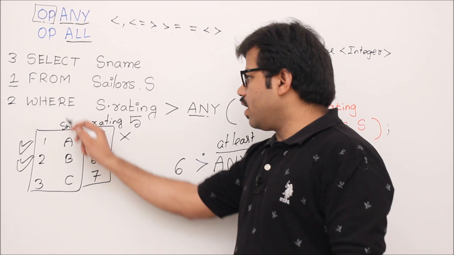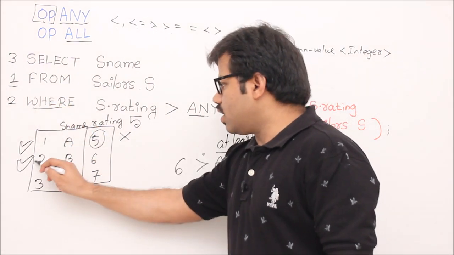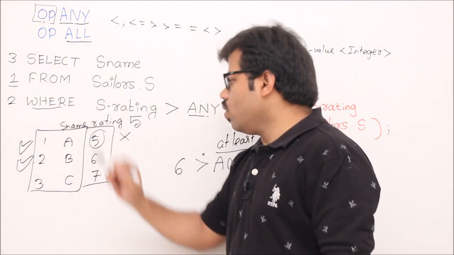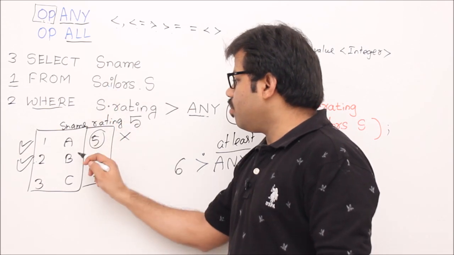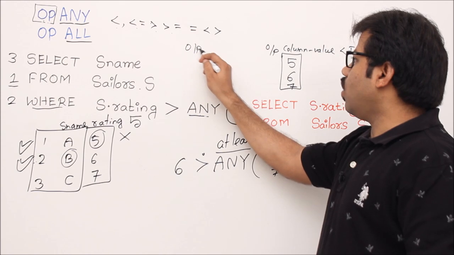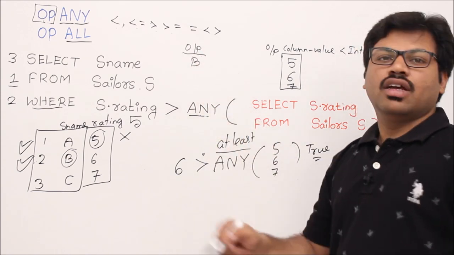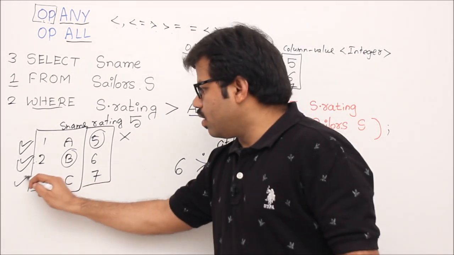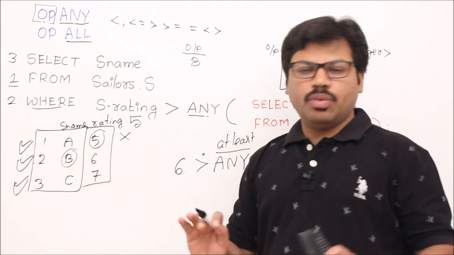So for this tuple where the condition is evaluated to true, what is the corresponding sailor name? B. B will be printed. Now if I write the output, in the first step B will be printed. Then we will go to the next tuple. In that way all the tuples should be processed.